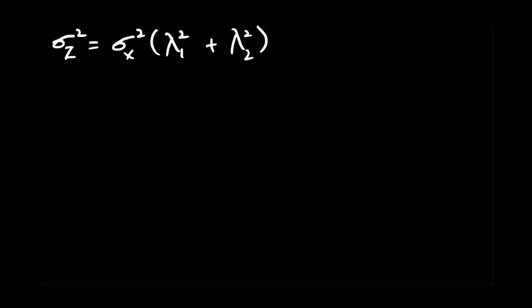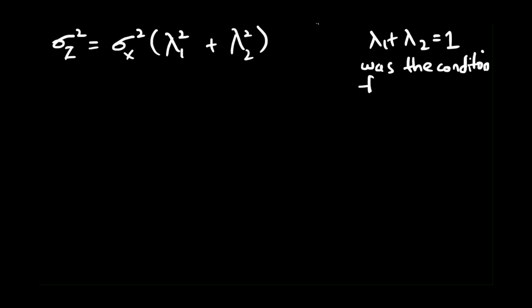Next, we recall from our previous video that in order for our generalized estimator to be unbiased, the sum of the weights had to equal 1, right? So now we're going to take account of the condition for unbiasedness. The condition for unbiasedness was that lambda 1 plus lambda 2 should equal 1. The sum of these weights should equal 1.